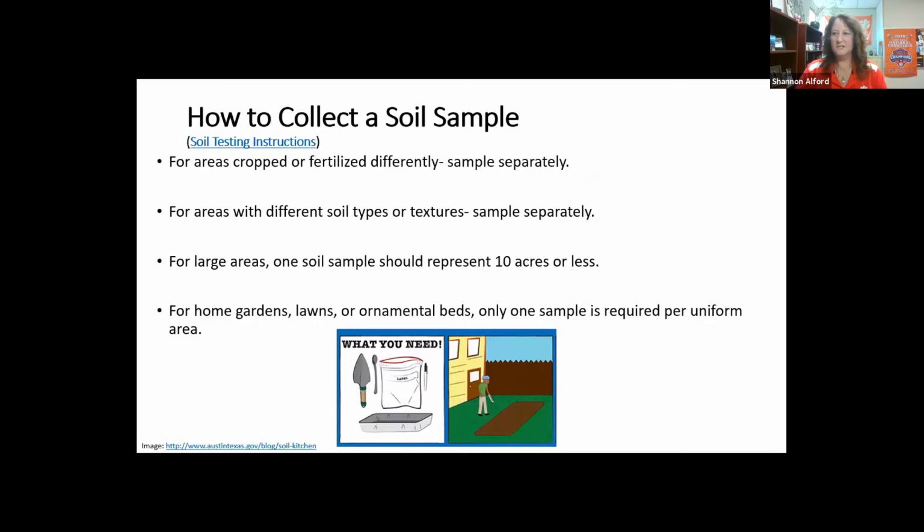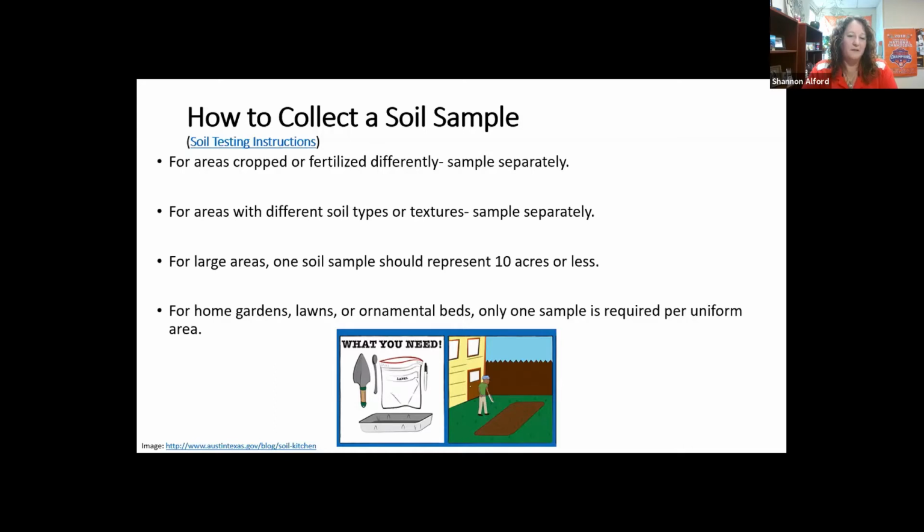Okay, so I'm going to transition a little bit. I mentioned I was going to talk about how to collect a soil sample. Since about half of you have not done a soil test yet, hopefully you will after this webinar, here are just some quick tips on how to collect a soil sample. We do have some links on our website as well, but there are some guidelines to follow.